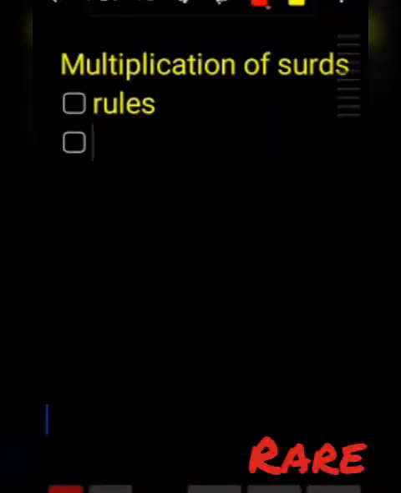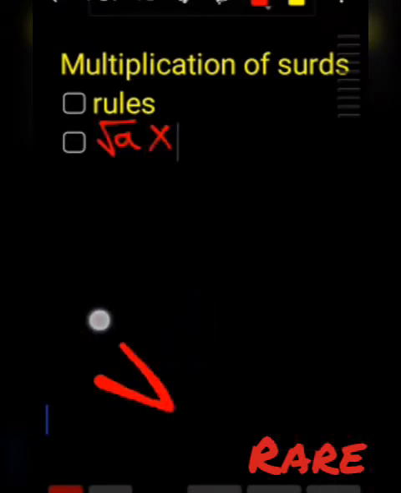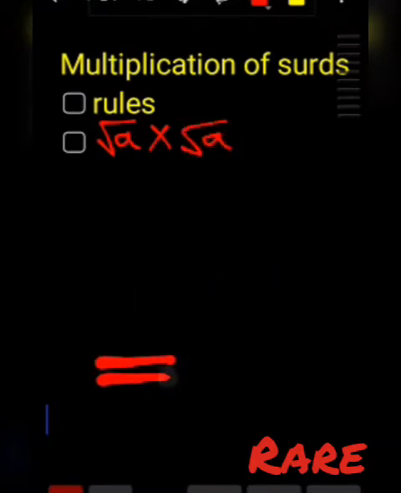So in this video, we're going to talk about surds, specifically the multiplication of surds. So I'll start with the rules. Rule number one: when we multiply the root of a times the root of a, the answer is simply a.